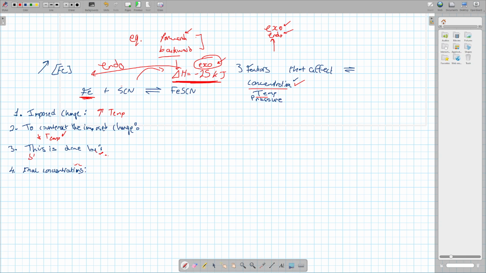This is done by shifting equilibrium to the backward, right? Backward because forward is exo. And then, by the way, the final concentration, guys, surely if it's going backward, what's going to be produced more? Fe is going to increase, SCN will increase, and this one will decrease. Okay, that's pretty self-explanatory.